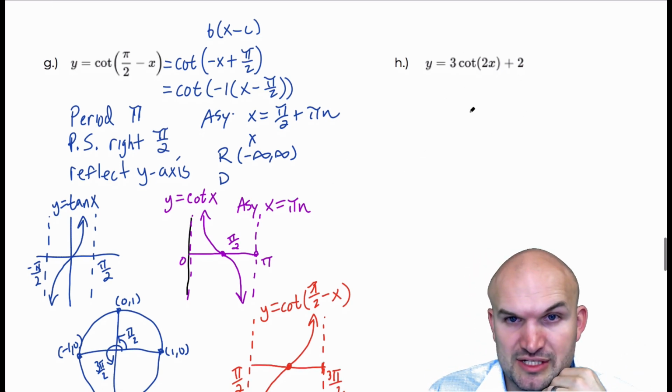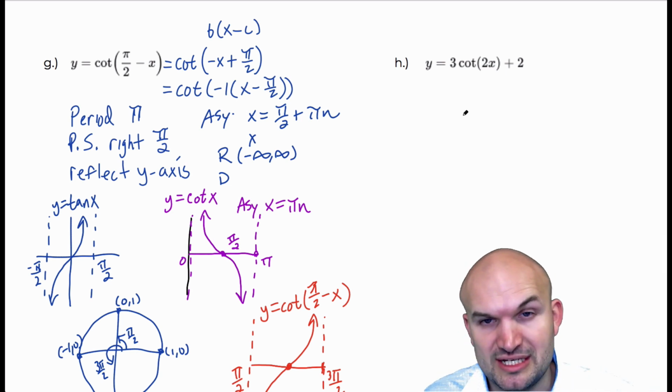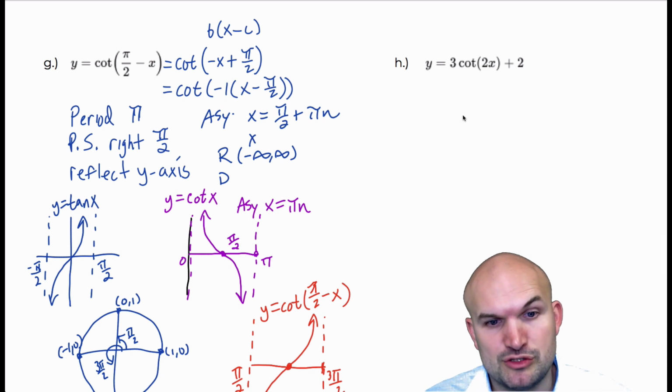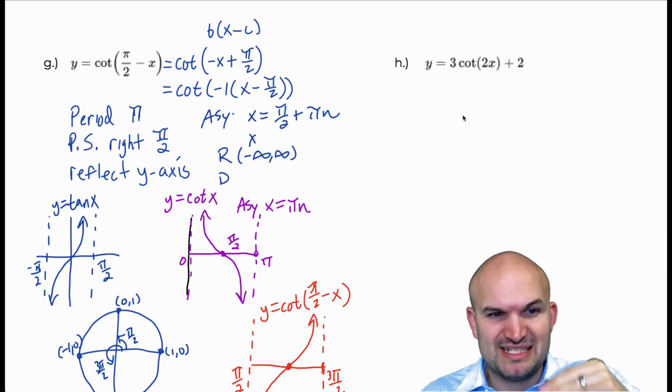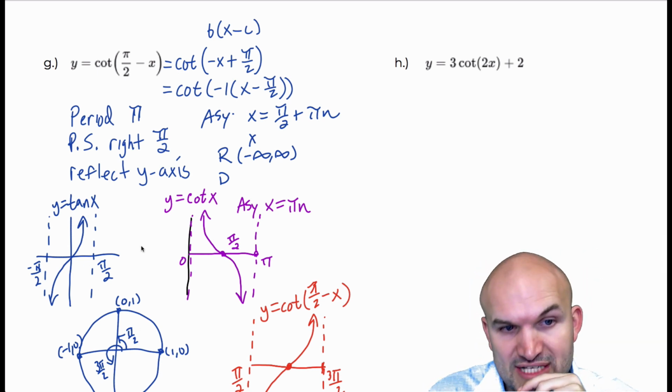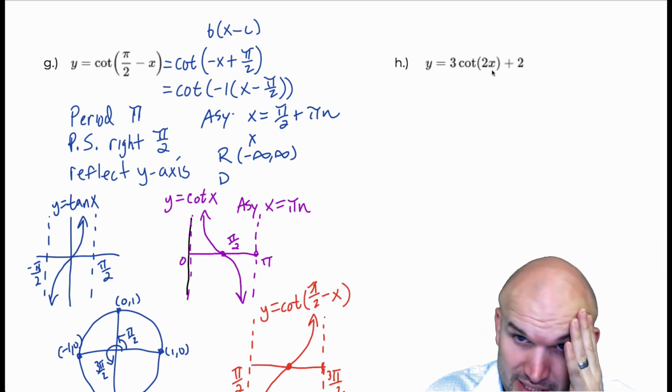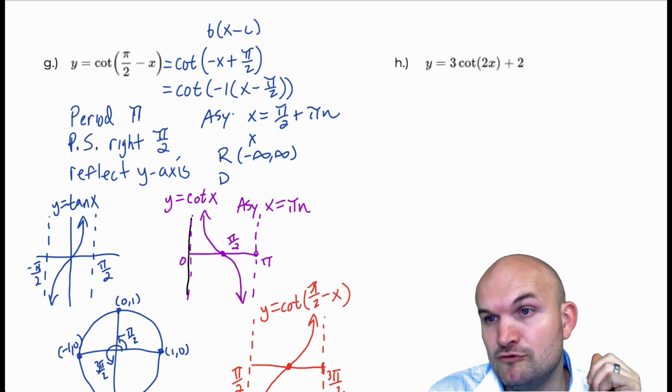All right, so let's go and take a look at this one. Again, remember, cotangent, just like tangent, is not going to have any amplitude. So that 3 is vertically stretching the graph. So when we sketch the graph, we're just going to try to make it a little bit skinnier than the regular cotangent graph. And then we obviously have a change in period with a b and then a vertical shift.